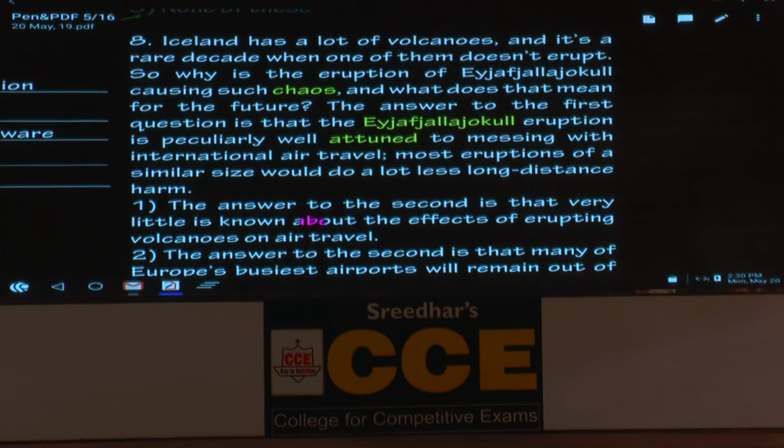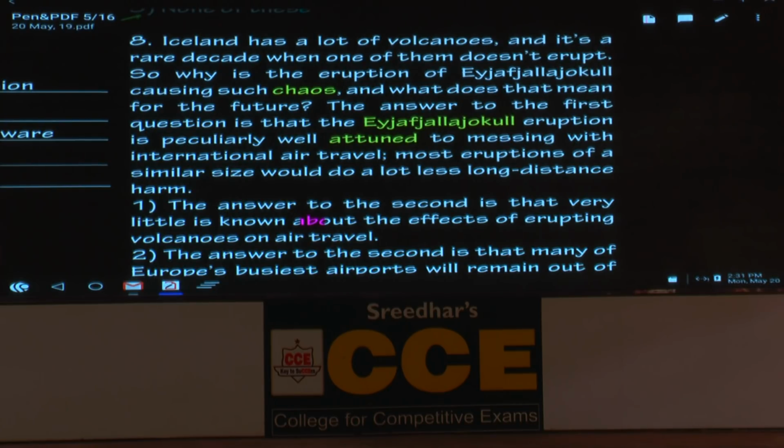Iceland has a lot of volcanoes and it is a rare decade when one of them doesn't erupt, meaning they erupt regularly. So, why is the eruption of, this word is very difficult to pronounce, I am not going to pronounce it, causing such chaos? Chaos means what? Confusion. And what does that mean for the future? He asks a question, what does it mean for the future?